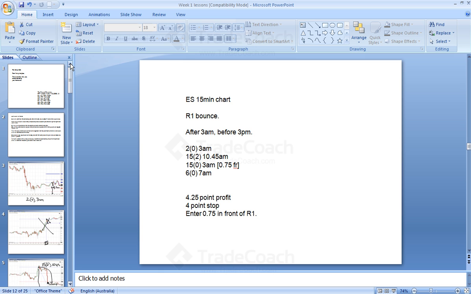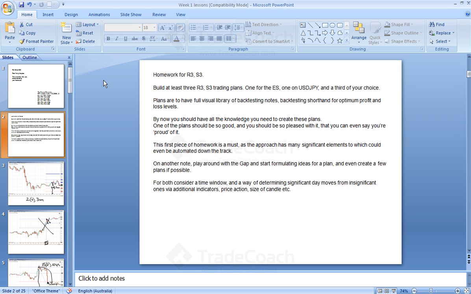Okay traders, your homework. Now that we've gone through that, I want you to, if you can, build an R3, S3 system, or just build anything you can with the pivots on any market you want. So it doesn't necessarily need to be R3, S3. Look at one on the ES, if you can, if you like your E-minis. Look at one on USD Japan.